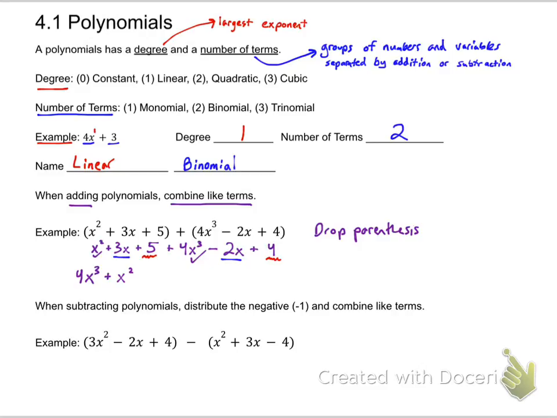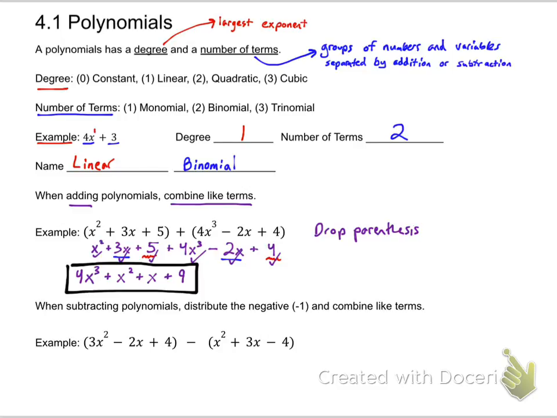4x cubed plus x squared plus, let's see here, 3x minus 2x is 1x, so I'm just going to write plus x. And 5 plus 4 is 9. So our final answer is 4x cubed plus x squared plus x plus 9. Notice that I've checked off all the terms, so we're good there.